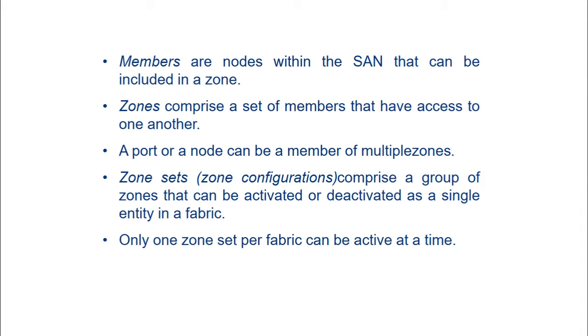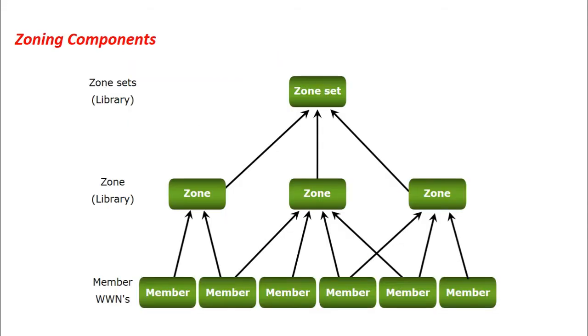Zone sets, or zone configurations, comprise a group of zones that can be activated or deactivated as a single entity in a fabric. Only one zone set per fabric can be active at a time. So here we have again the hierarchical arrangement of members, zones, and the zone set. We call them zoning components.